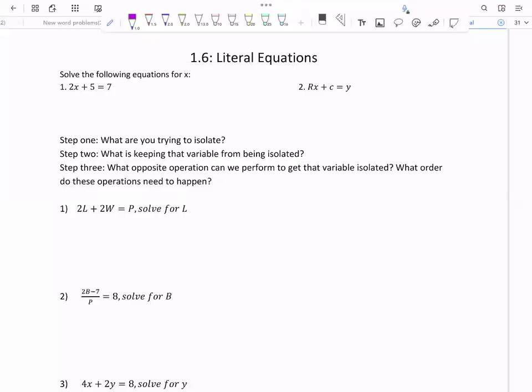Today we're going to go through literal equations. So literal equations just have multiple variables. A lot of times they are formulas, and we're trying to get one of those variables by itself. A lot of times we can't combine different things because there's variables instead of numbers. So on number one, we're trying to get x by itself.